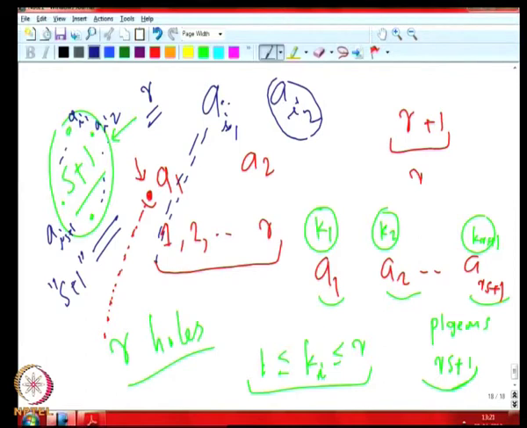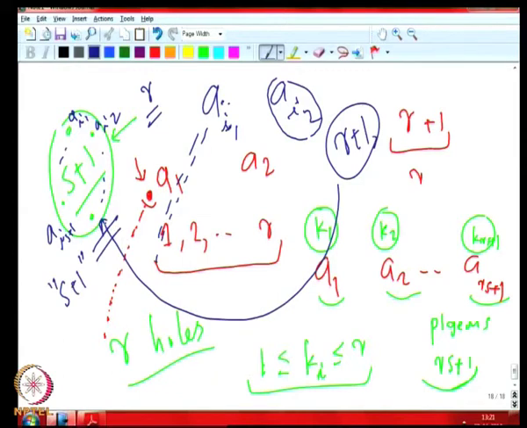So the contradiction came because of the assumption that there is no chain of length R plus 1 or more, that the biggest chain was of length R. That means either we have a chain of length R plus 1, or we have an antichain of length S plus 1 in this.